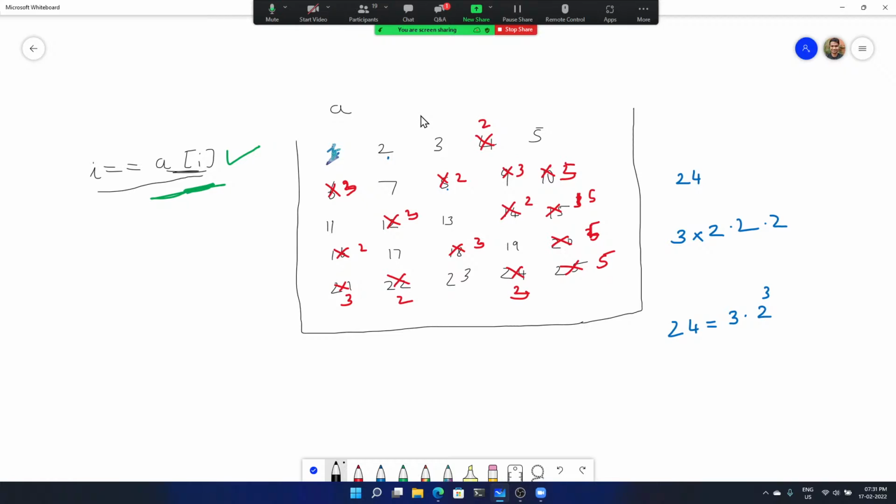I think there are no guesses. So let me ask this question: did you understand this approach? Like how we are prime factorizing using Sieve? If you understood this, please raise your hand. If not, I can explain again. Do you want me to explain this again? Okay. Yeah, so let's just erase this.